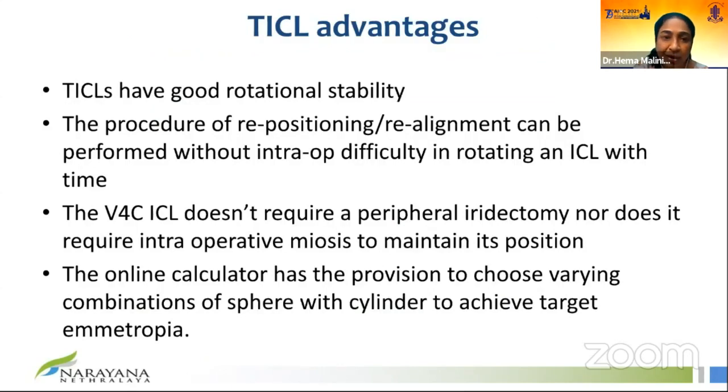Now, what are the advantages of TICLs in the case of keratoconus? They have good rotational stability. And also, even if it involves a procedure of repositioning or realignment, these can be performed without any intraoperative difficulty. And the V4C ICL doesn't really require a peripheral iridectomy, nor does it require intraoperative miosis to maintain its position. And the online calculator is extremely user-friendly and has the provision to choose varying combinations of sphere and cylinder to achieve a target goal of emmetropia.